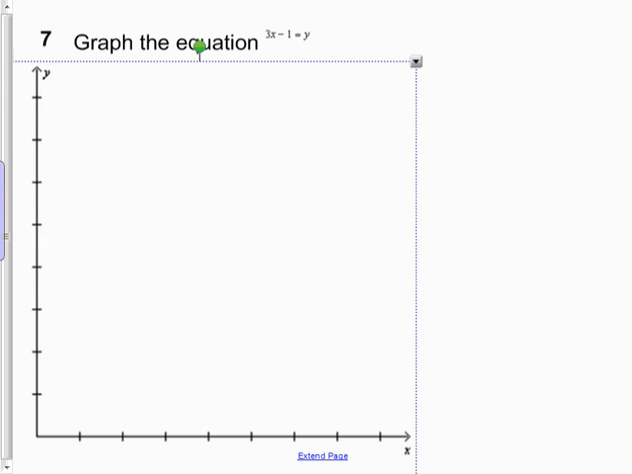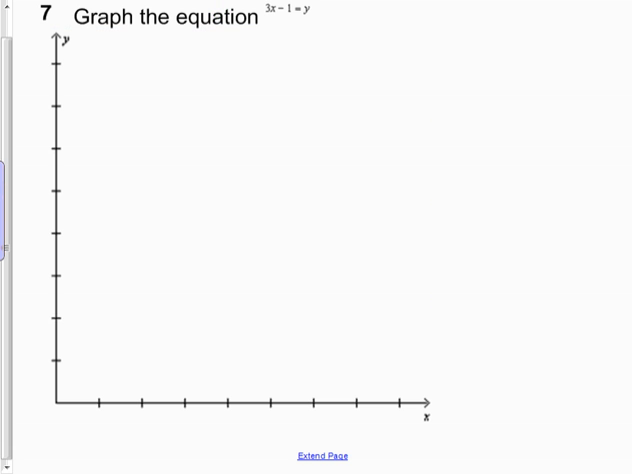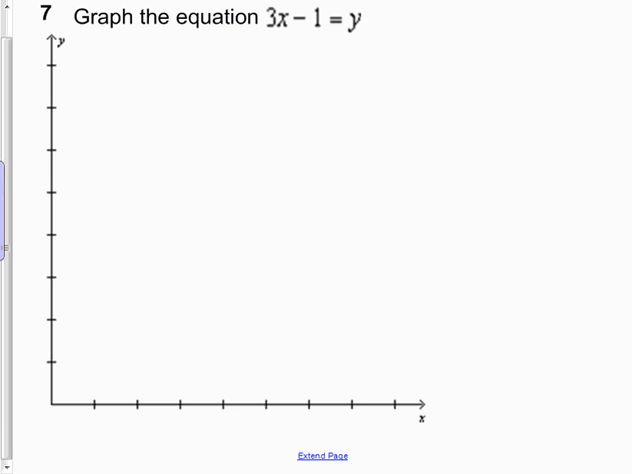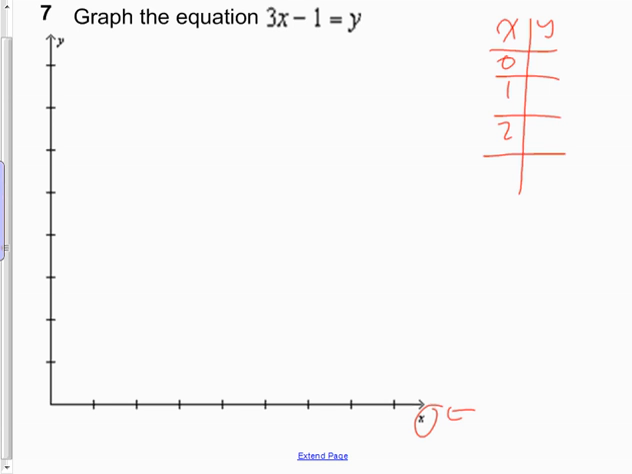Question 7 says graph the equation 3x minus 1 equals y. So here we're given an equation, and we have to be able to graph it and make a table of values. So the first thing I'm going to do is make a table of values. Now, when no x values or y values are given on the graph, the easiest thing to do is just write 0, 1, 2. Okay? Just choose random x values.